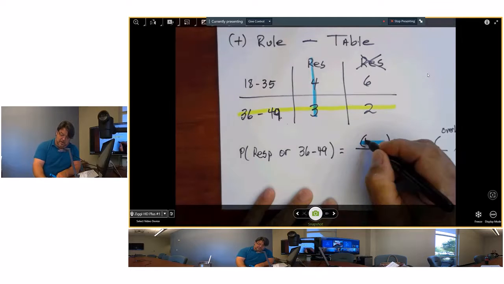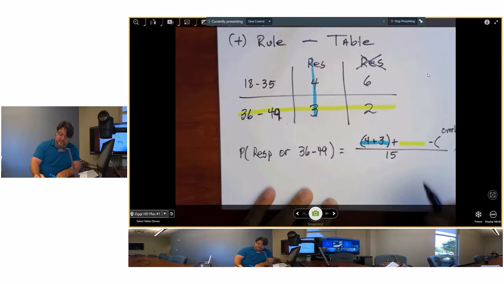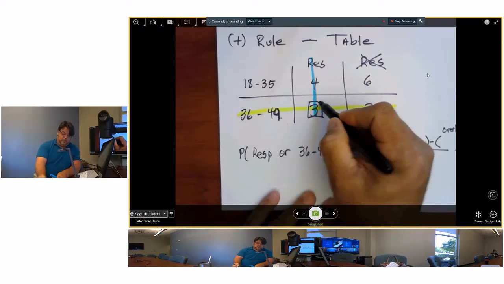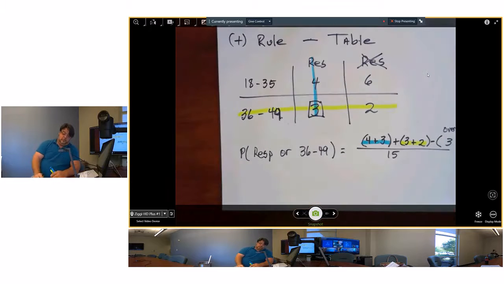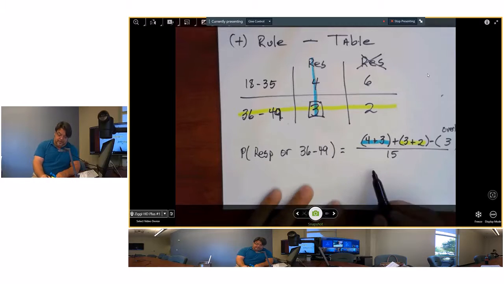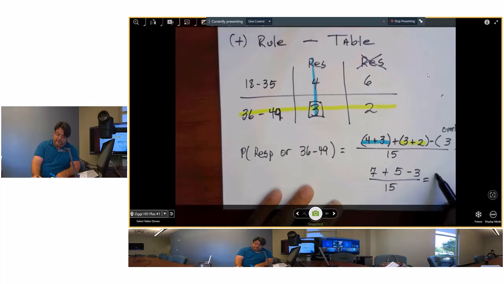4 plus 3, and then 3 plus 2, and then what's the overlap? 3 is the overlap. Now what's 4 plus 3? 7. 3 plus 2 is 5. 7 plus 5 is 12, minus 3 is what? 9 over 15, which is 3 over what? 5, which is 0.6.